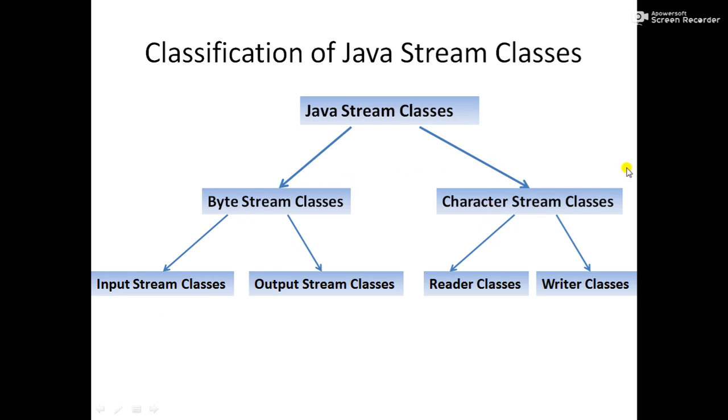Similar to this, the character stream classes are again divided into two classes: one is reader classes and another is writer classes. A reader class will act similar to the input stream classes, whereas a writer class will act similar to the output stream classes. The only thing is that the storage memory requirement and the working of these stream classes will be somewhat different.